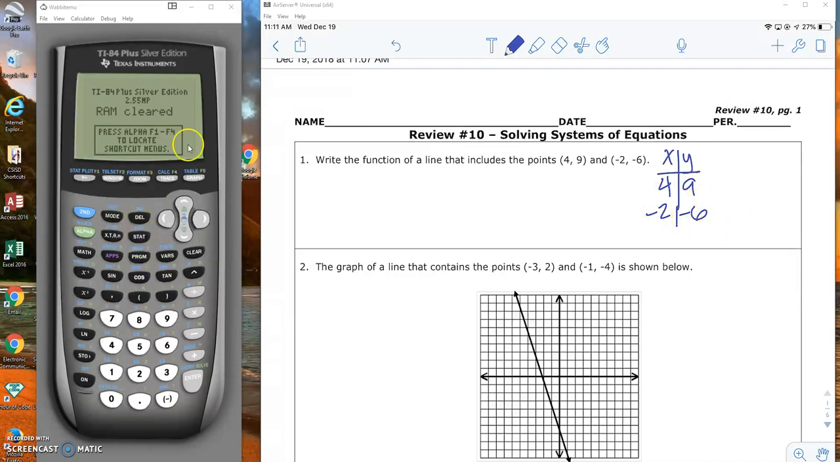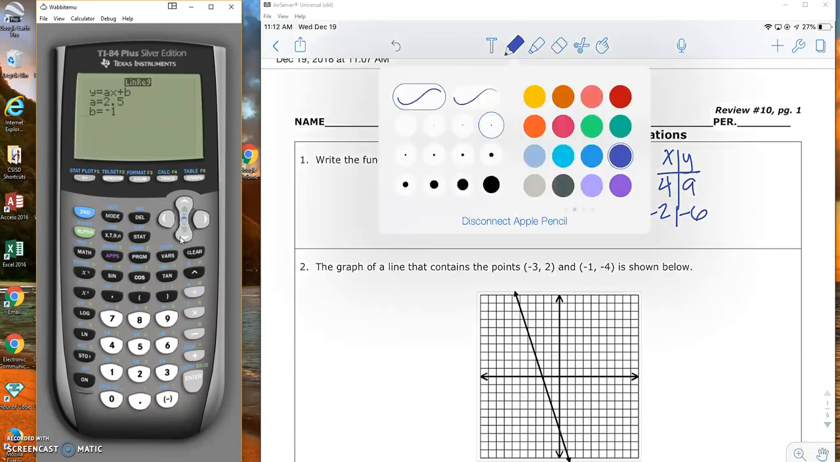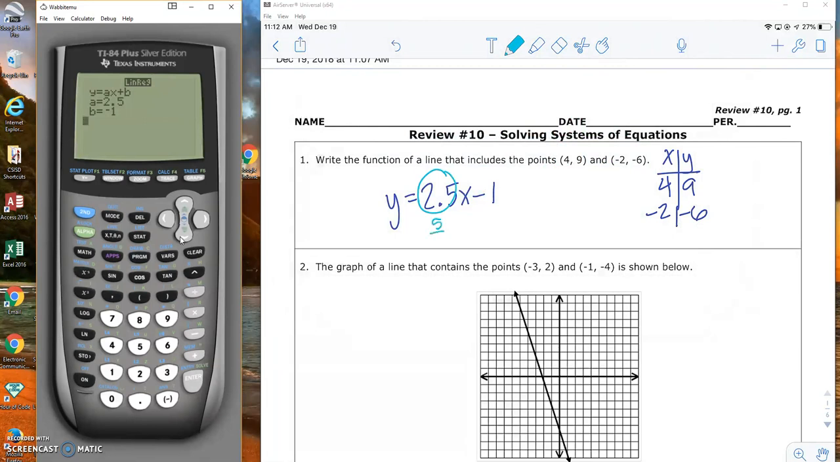So on my calculator on the left side over here, I'm going to go stat edit. I'm going to enter my x's in L1 and my y's in L2, and I press enter every time I put in a number, and then stat, scroll to calc, option 4, enter, and my function of the line would be 2.5x minus 1. You might also see this as the fraction 5 halves. Remember, to turn that into a fraction, I would type 2.5 math enter to get that fraction.